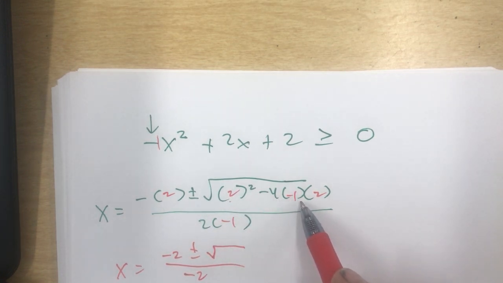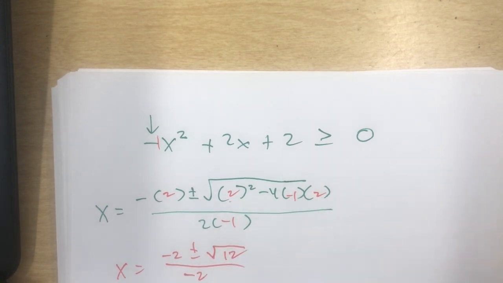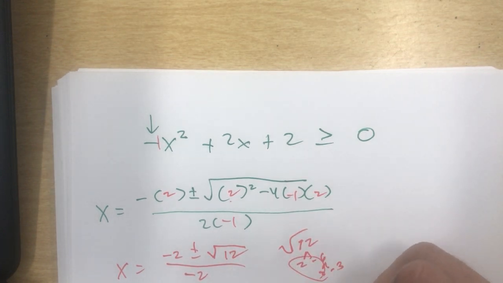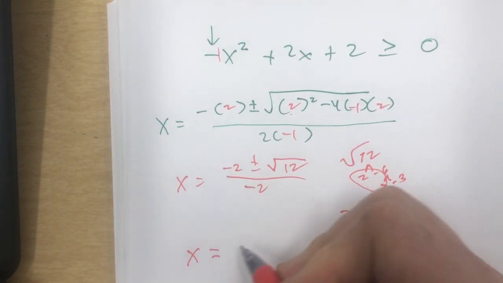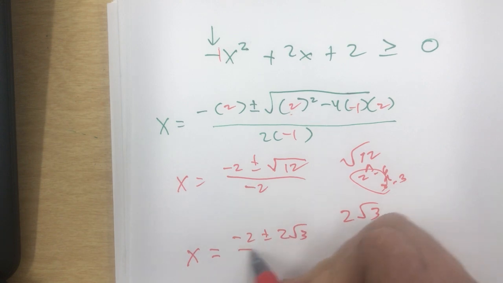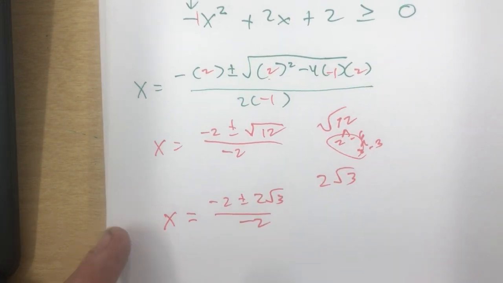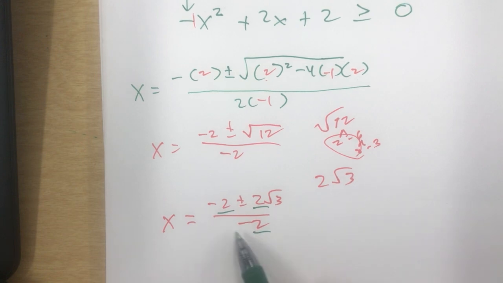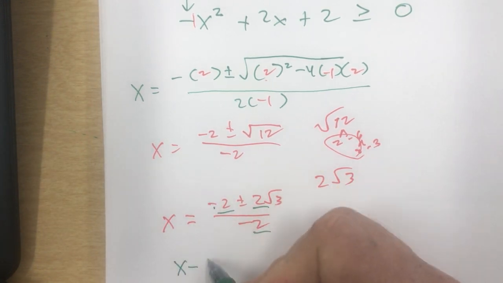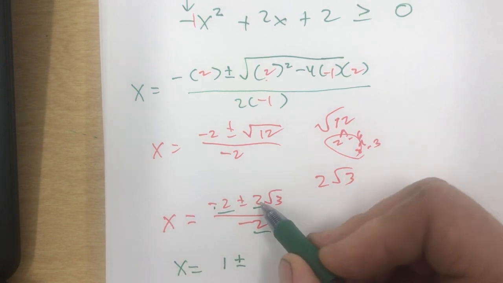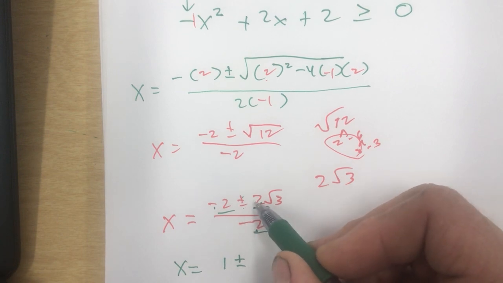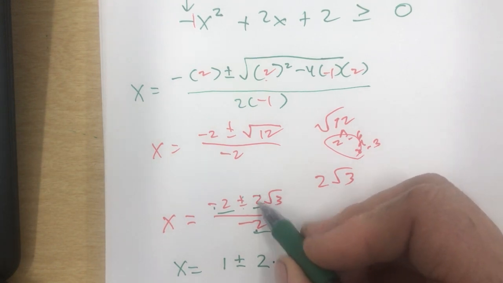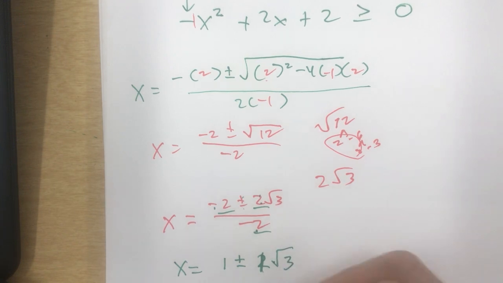4 plus 8 is 12. Okay, radical 12. 2 times 6, 2 times 3. We got a pair of 2's. 2 radical 3. So here's what we got. Negative 2 plus or minus 2 radical 3, all divided by negative 2 down here. So all of these divide by negative 2. Negative 2 divided by negative 2 would be a positive 1. 2 divided by 2 would be 1. So it's 1 plus or minus radical 3.